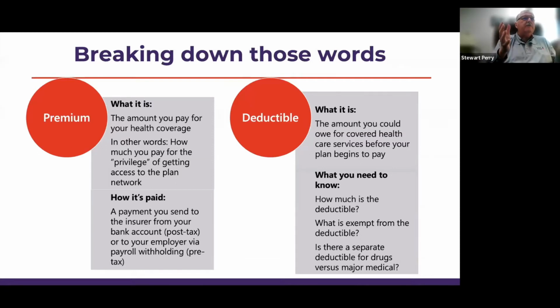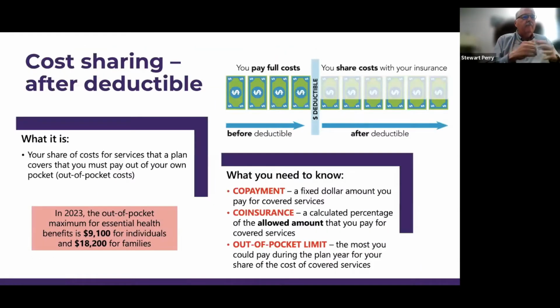Okay, George. So HMO, PPO, EPO, HDHP. What do all these things mean? We got to talk about cost sharing. Oh, I'm sorry. You're right.